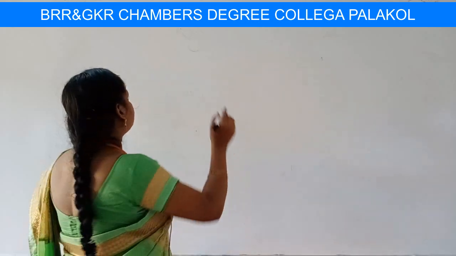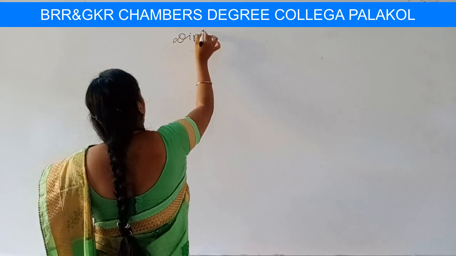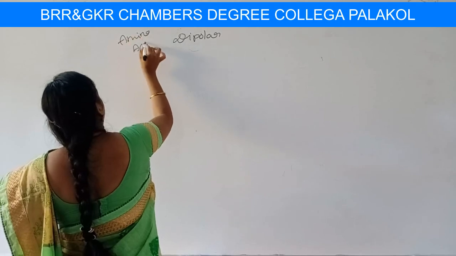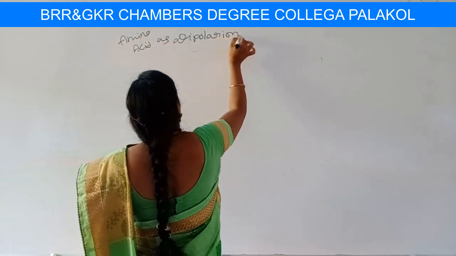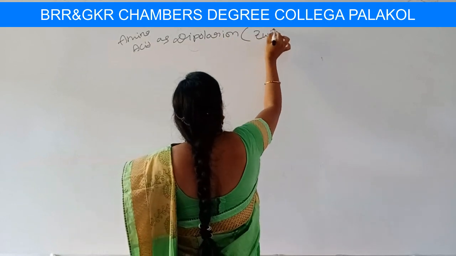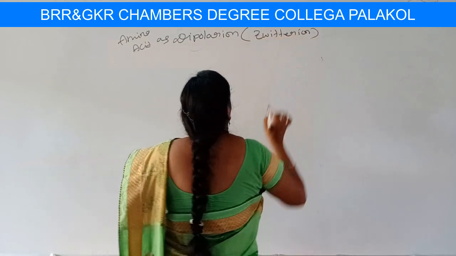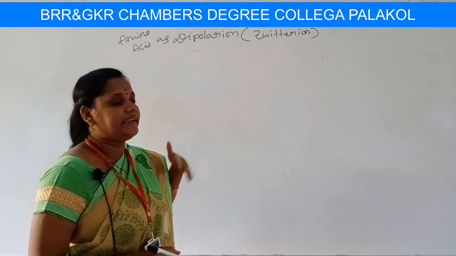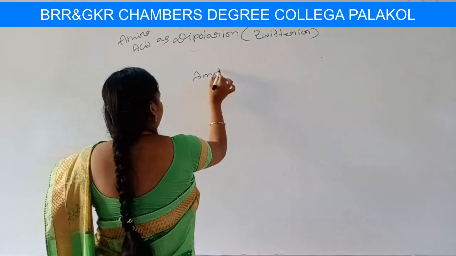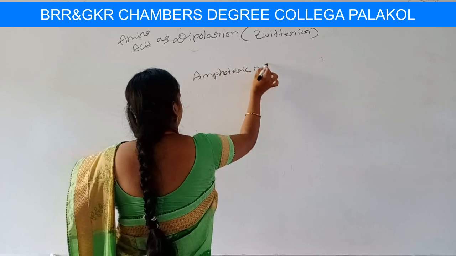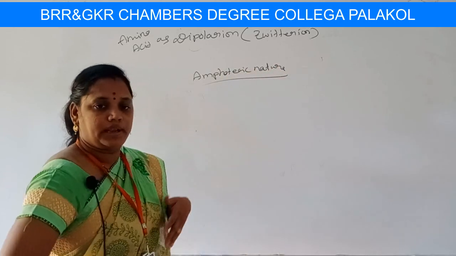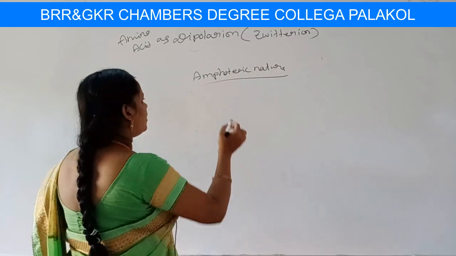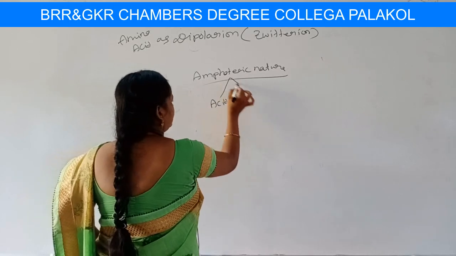Okay students, let us study about dipolar amino acid as dipolar ion, which is also called as zwitterion. Hence, we study that amino acids are amphoteric in nature. Amphoteric in nature means which has both the properties of acid and a base, right?